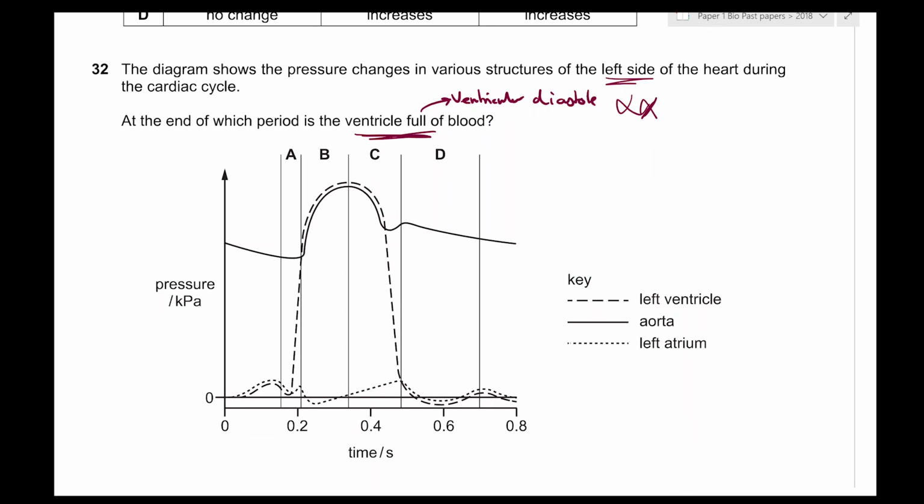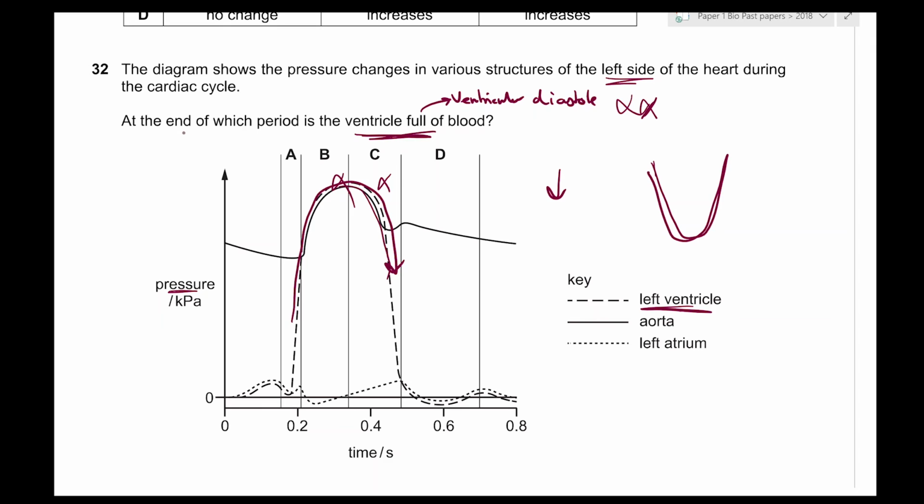Now, let's break up the diagram. Here, this is the line for the left ventricle and the pressures. When the pressure of the left ventricle increases, for example here, this means that ventricular systole is taking place. So ventricular systole is when the ventricle starts to contract. Obviously, when the ventricle starts to contract, this means that it has a lower volume of blood. Therefore, B and C are incorrect. So when the pressure increases, this means that the ventricle is contracting, therefore it has a lower volume of blood.